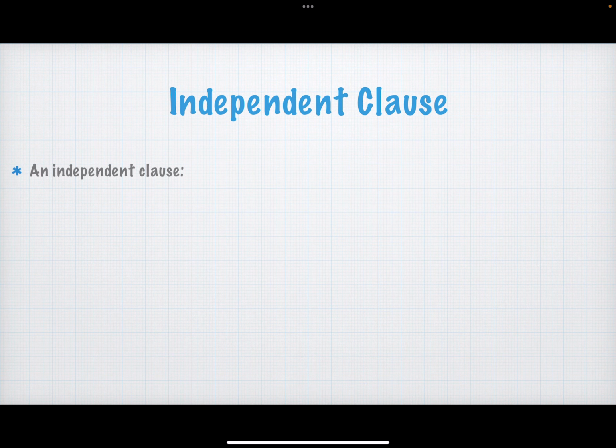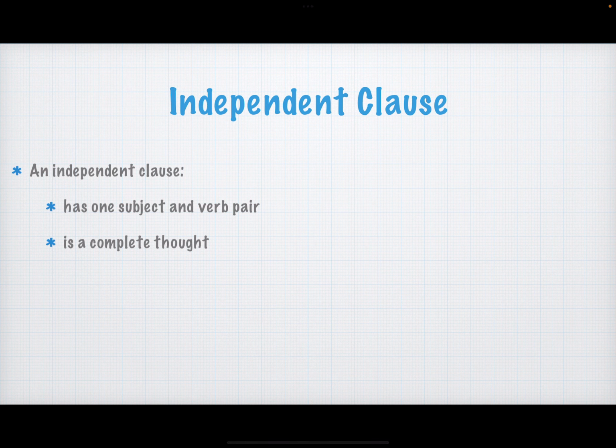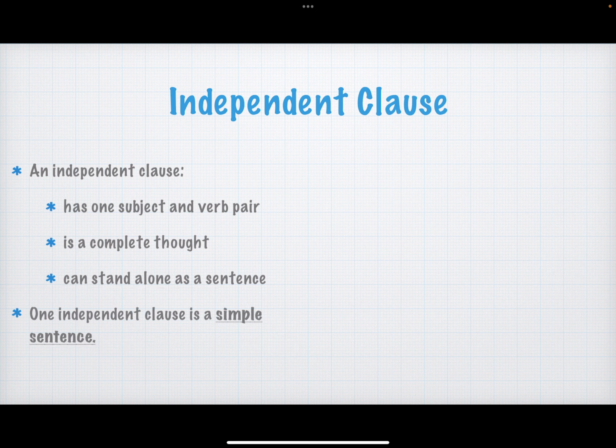An independent clause has one subject and verb pair. It is a complete thought, meaning the idea in the clause is finished. You don't need any more information. And it can stand alone as a sentence. One independent clause is also known as a simple sentence.